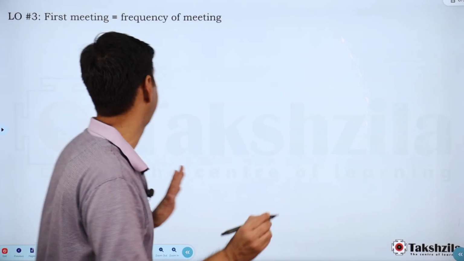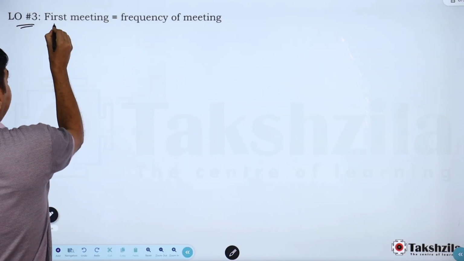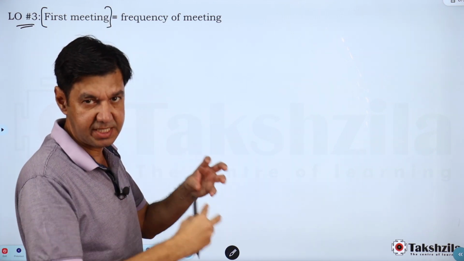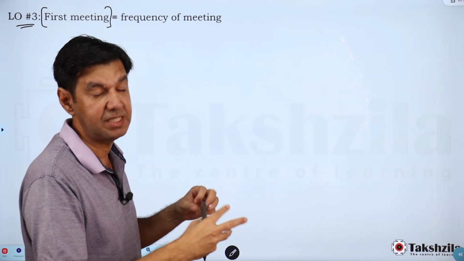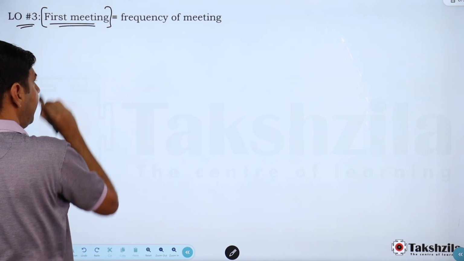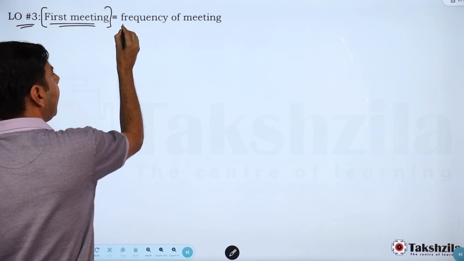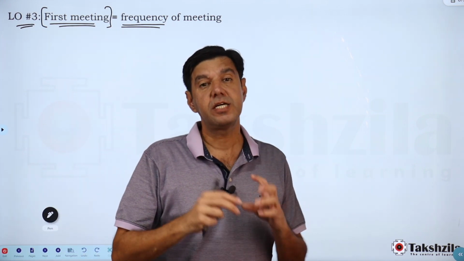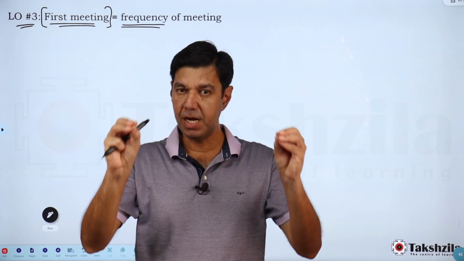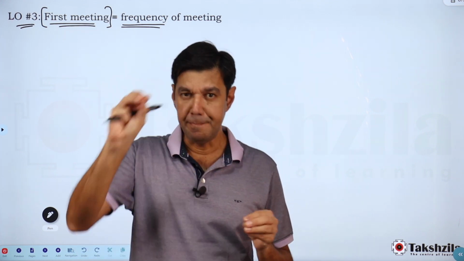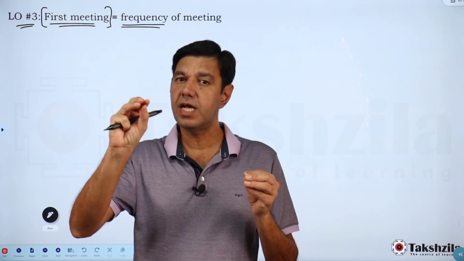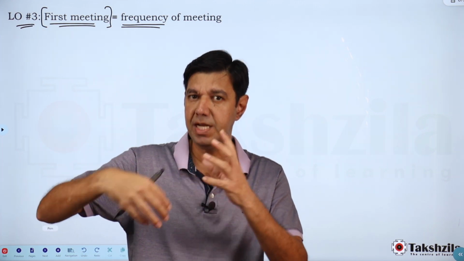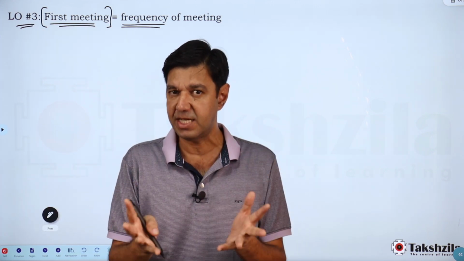Our third learning objective: for the first meeting, we have found the time taken and also the distance, the point where the first meeting happens. And this first meeting is also the same as a frequency of meeting. Circular tracks are tough because when people run on tracks, they meet, and if they continue running, they're going to meet again and then again. So there's a third, fourth, fifth, 8th meeting, 10th, 12th meeting, and that is what scares students off.